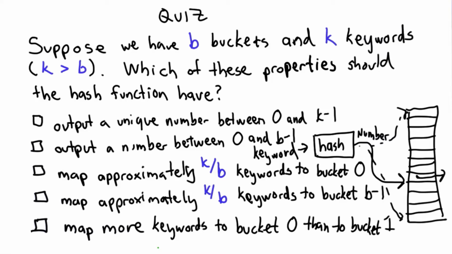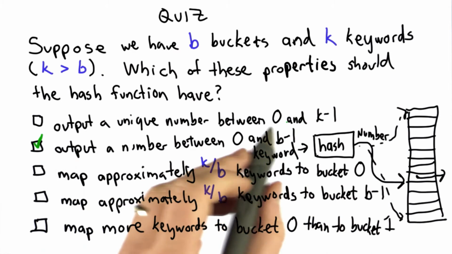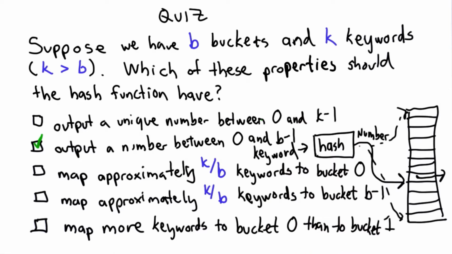So the answer is many of the properties are desirable. The second property is desirable. So the first property is not desirable: if the hash function outputs a unique number for every keyword, then the range for the hash function would be very large.